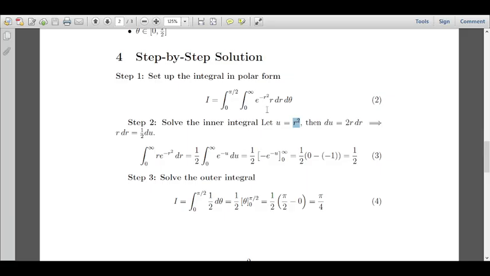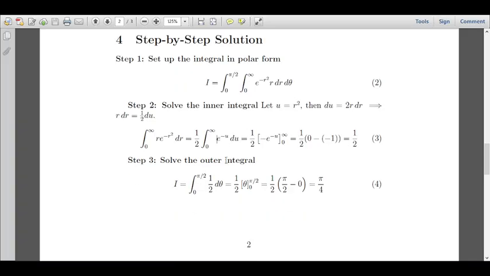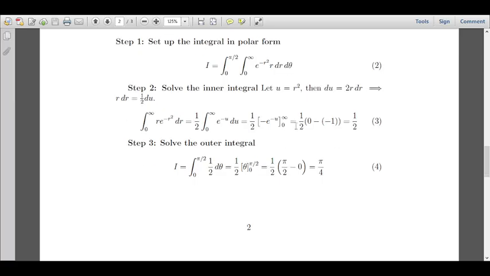e power r square is e power minus u and r dr is 1 by 2 du. So we take the constant outside of the integration, we write 1 by 2 du. And integration of e power minus u is minus e power minus u. After substituting the upper limit and lower limit, we get 1 by 2 into minus e power minus infinity, e power minus infinity is 1 by infinity, which is 0, minus of minus becomes plus, e power 0 is 1. So 1 by 2 into 1, so this is 1 by 2.